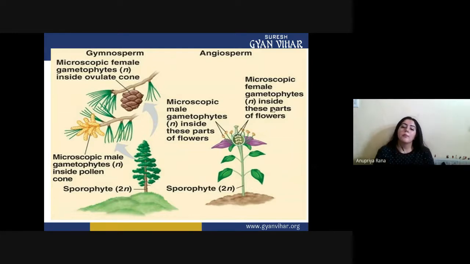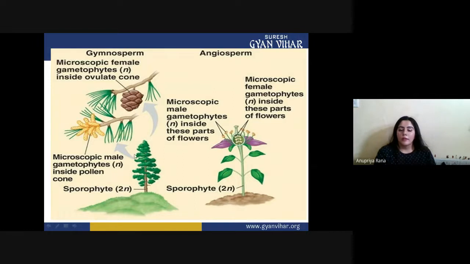So in this type, seed have to be covered inside and there will be a protective zone towards the outer side of that particular gametophyte unit. So the microscopic female gametophyte inside this part of the flower is proof that the angiosperm flower has a protective covering around its gametophyte structure. Next here you can also see the pollen grains, the microscopic male gametophyte inside pollen cones.